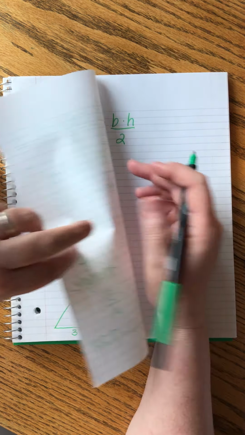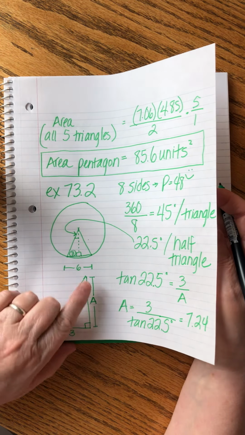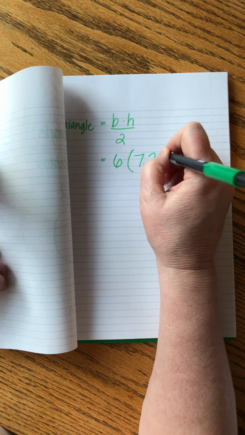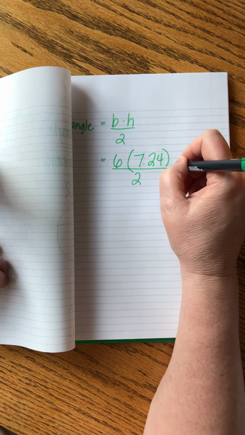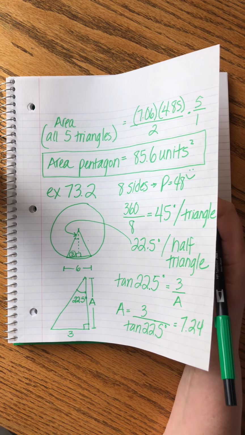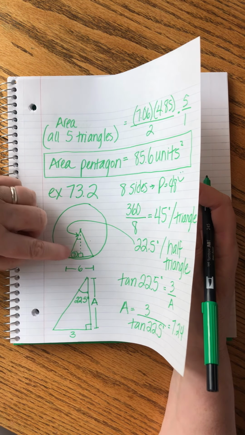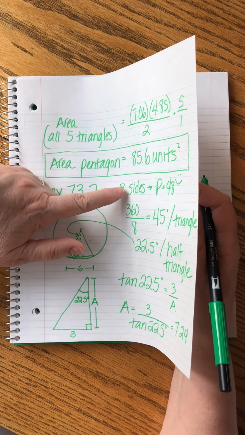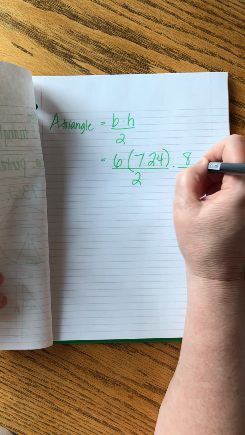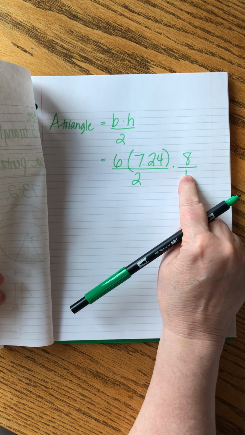If we want the base of our whole triangle, we'll use 6 times the height. The height we don't have to adjust, 7.24. We divide it by 2 because that's the formula, and then we'll multiply it by 8. We're using the base of the full triangle, so we don't have to double count for each triangle. There are 8 sides, so that means 8 triangles. So we'll just multiply this times 8 over 1, right? Because this is for 1 triangle and we want it for 8.